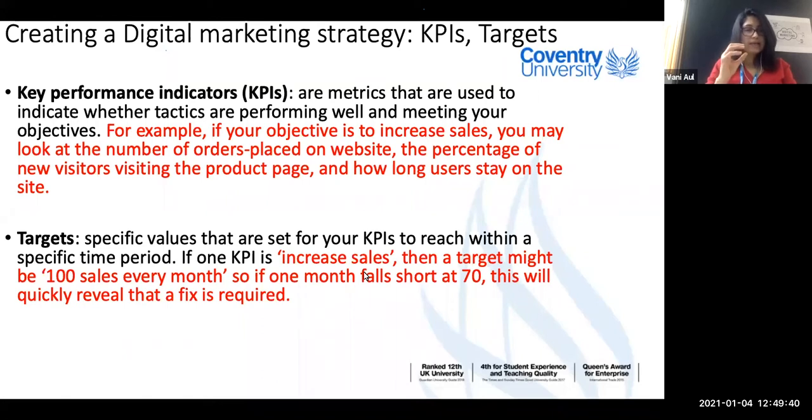The targets are actually specific values that are set for your KPIs to reach within a specific time period. So if one KPI is increasing sales, then the target could be 100 sales every month. And if we know that in a particular month there are only 70 sales, so we know that there is a gap of 30 which has not been attained.